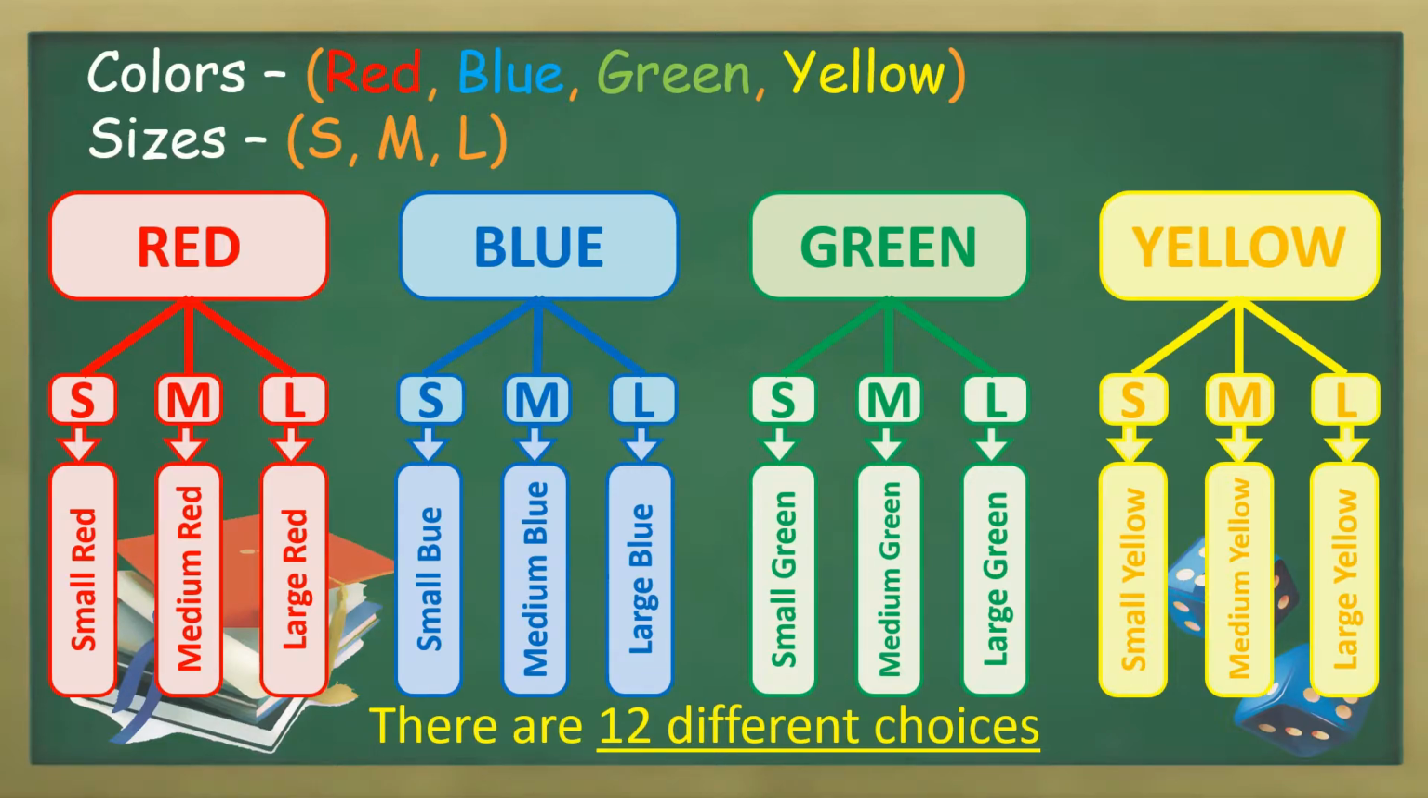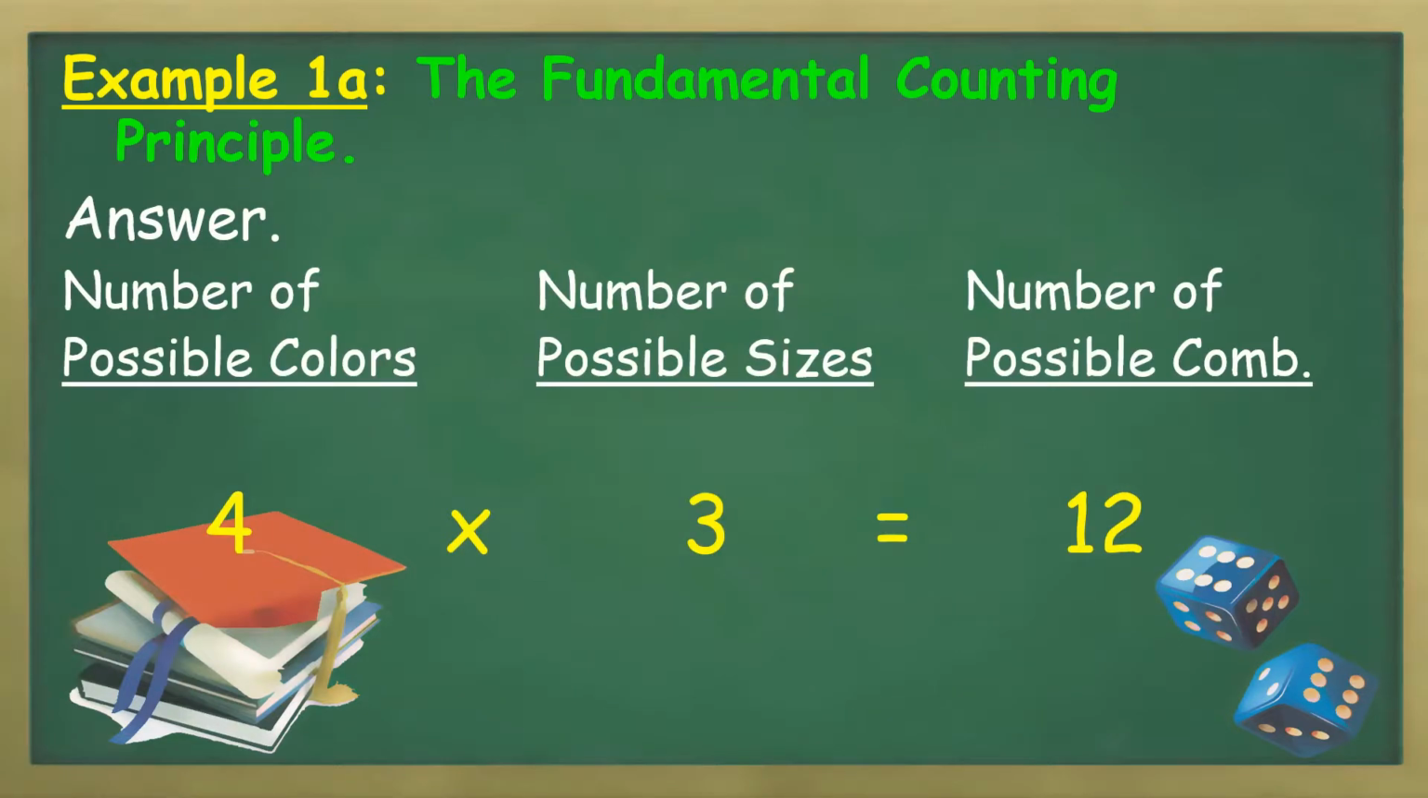Since we have here 2 selections, a selection of colors and a selection of sizes, we will have the number of possible colors, which is 4, and the number of possible sizes, which is 3. Then we multiply the number of choices per selection, so that will give us 4 times 3, which is equal to 12. So we will have the same answer as our tree diagram.